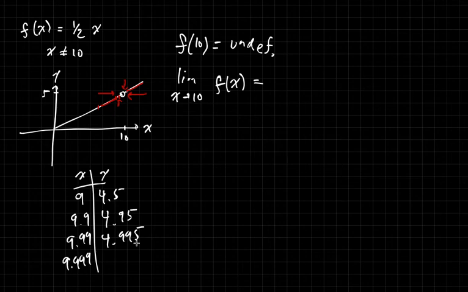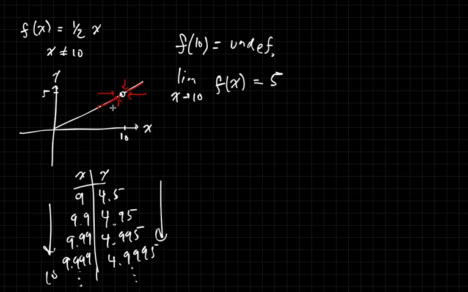9.999 would give us 4.9995. And remember, I can keep doing numbers. Keep putting in values of x that get closer and closer to 10. But what will happen is the outputs, the y values, they will get closer and closer to, it seems to be 5. So I can say that this answer must be 5. Why? Because x is going to 10, y is 4.9, 4.99, 4.999. It's very, very close to 5.